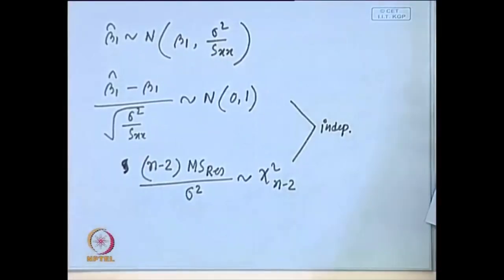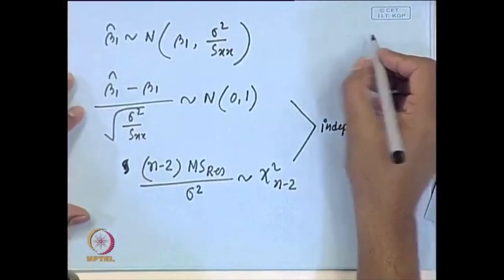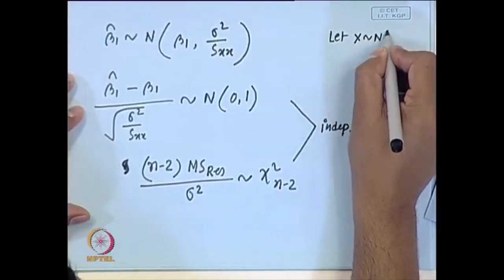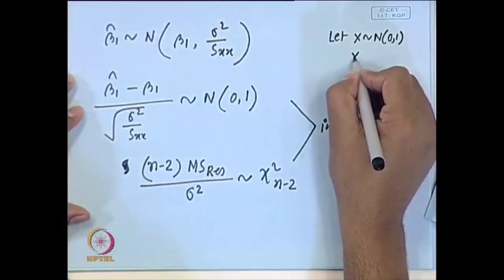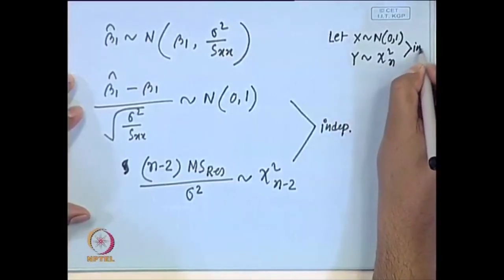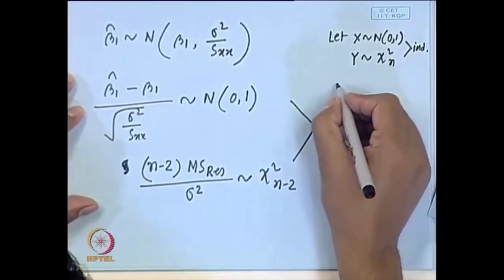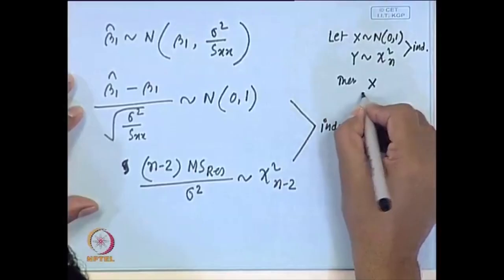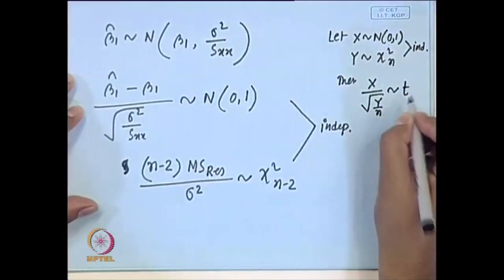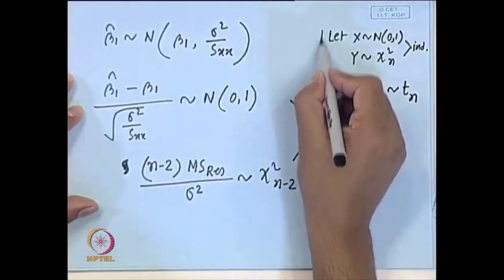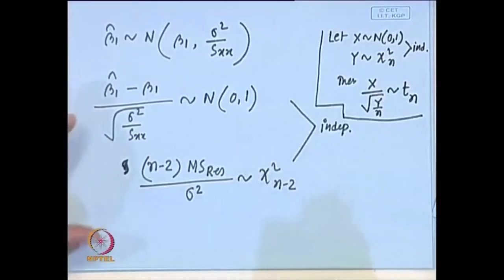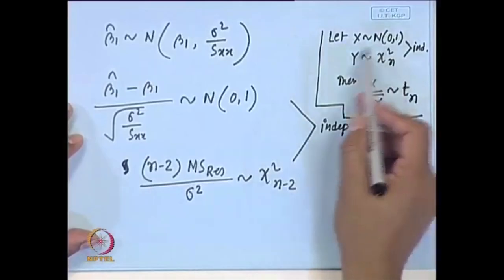Now, there is a very standard result in sampling distribution. Let x follow normal 0 1 and y follow chi square n, and they are independent. Then x by root over y by n follows t distribution with n degrees of freedom. This is a very standard result. I am expecting that you know sampling distribution well, and now we are going to make use of this result here.